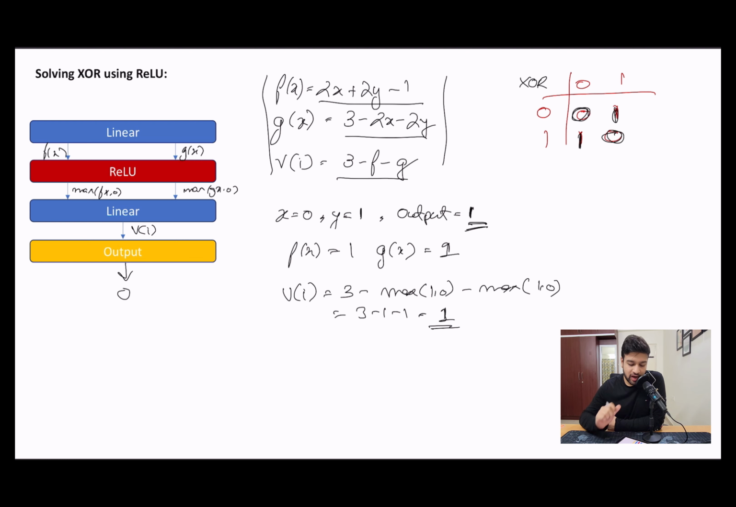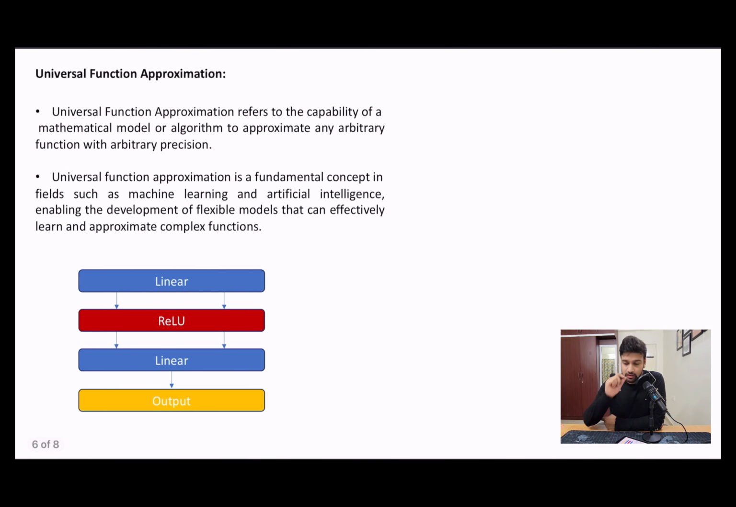Okay, so now we have seen that using a ReLU nonlinearity, you can solve a problem which was not possible using a linear model, right? So this is something which is known as universal function approximation. What does universal function approximation refer to? It refers to the capability of a mathematical model or algorithm to approximate any arbitrary function with arbitrary precision.